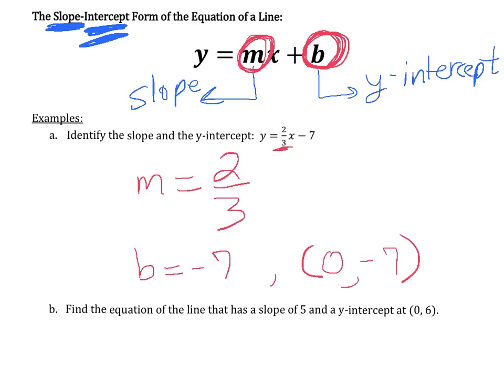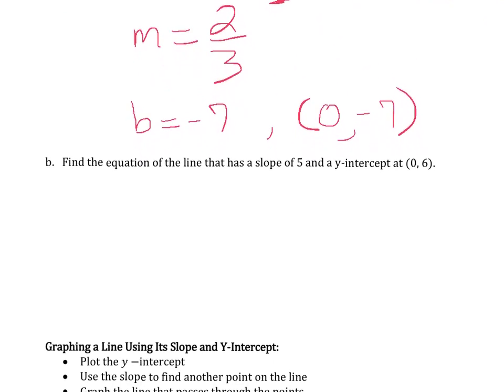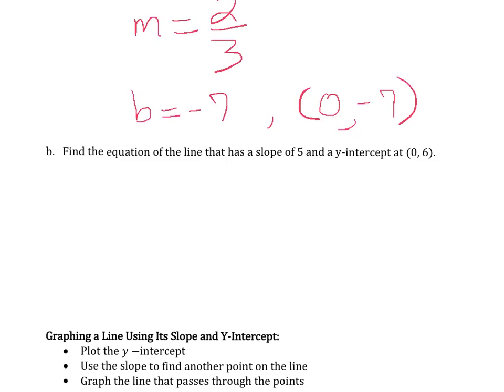All right, so given an equation, you should be able to identify what the slope and the y-intercept are. Let's go to part B. It says find the equation of a line that has a slope of 5 and a y-intercept at 0, 6. So when they say the slope is 5, they're telling us that m is 5. And when they say the y-intercept is at 0, 6, they're telling us that b is 6.